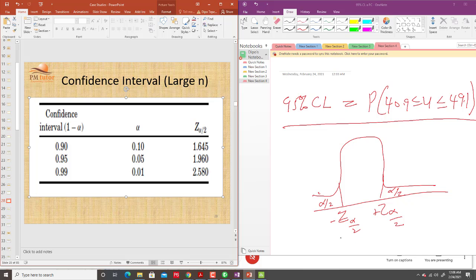Like for the last one you just did, your Z was 1.96, and it was minus 1.96 on this side and plus 1.96 on this side. So you should know that.